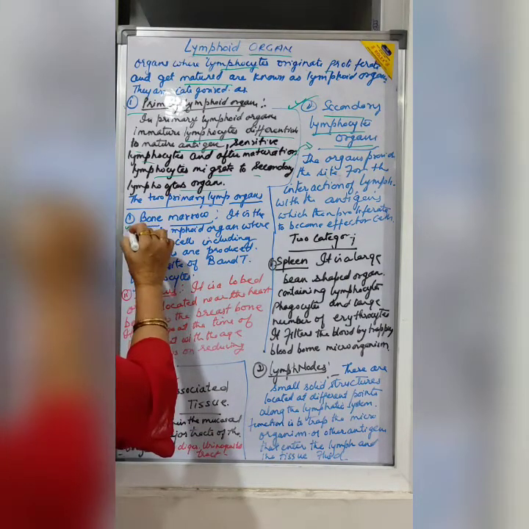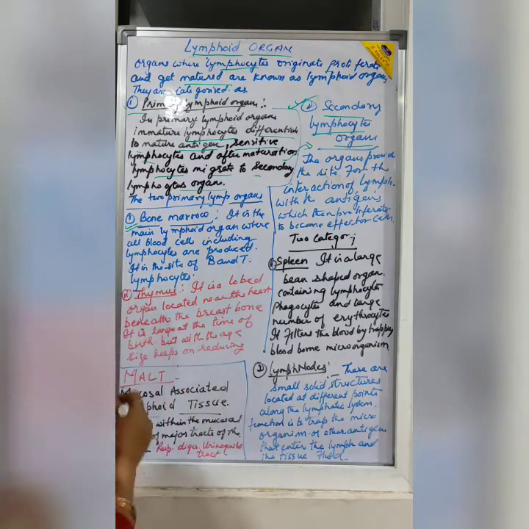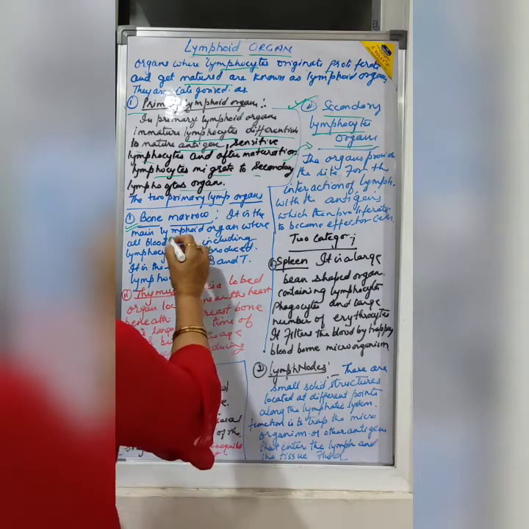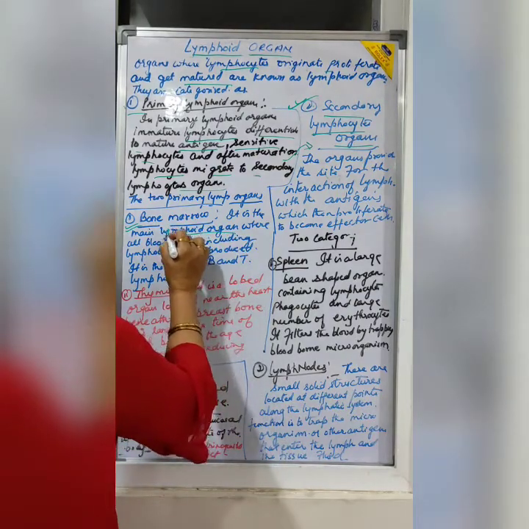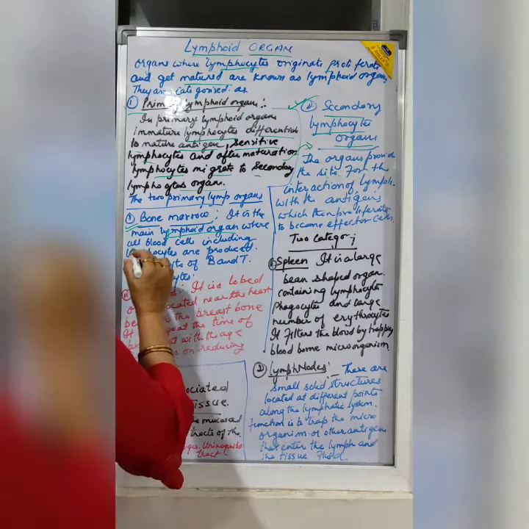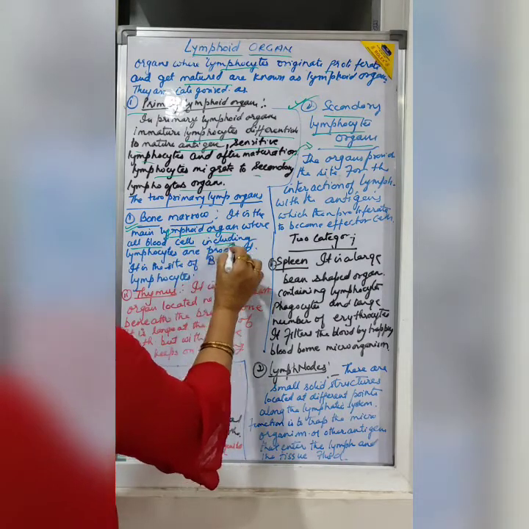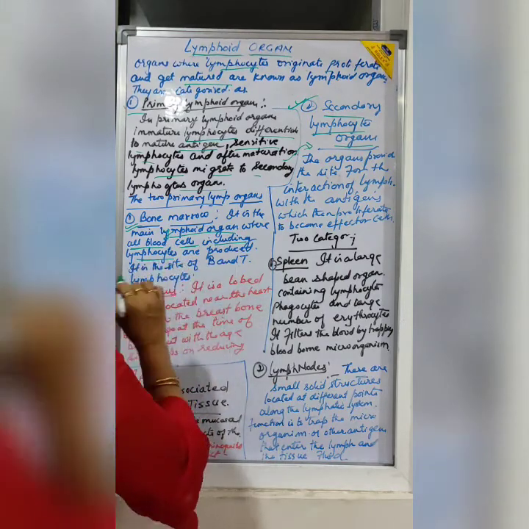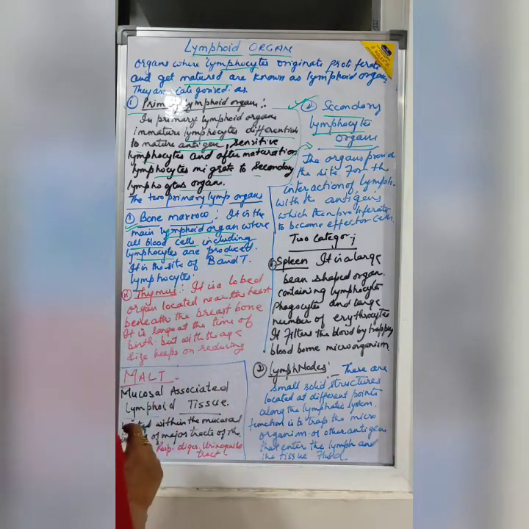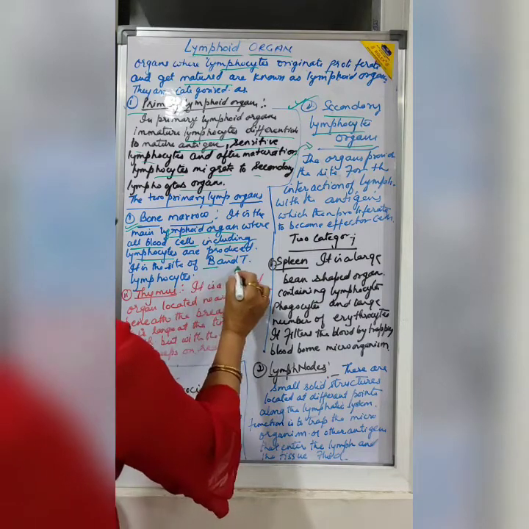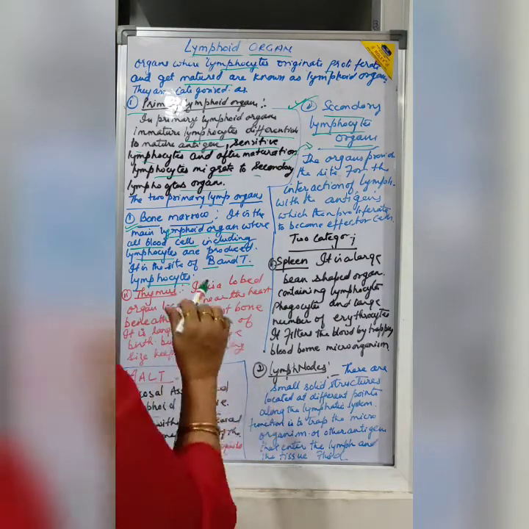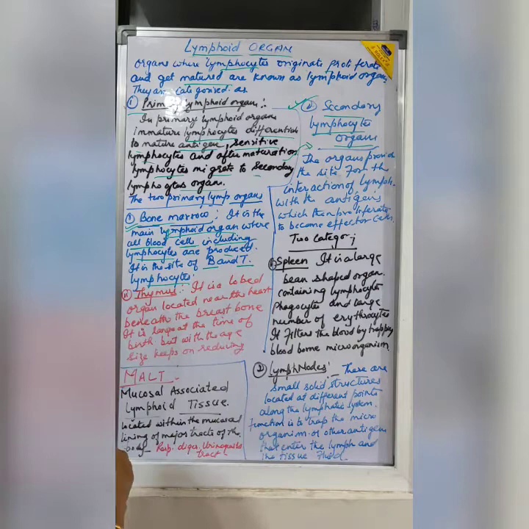Number one is bone marrow. All of you are familiar with the word bone marrow. It is the main lymphoid organ where all blood cells including lymphocytes are produced. It is the site of B and T lymphocytes. So B lymphocytes and T lymphocytes are produced in the bone marrow.